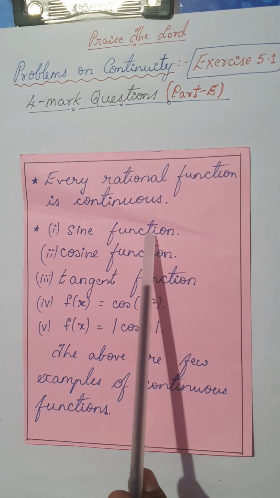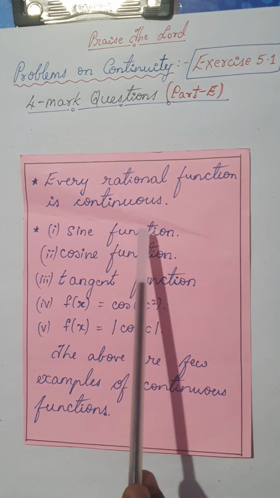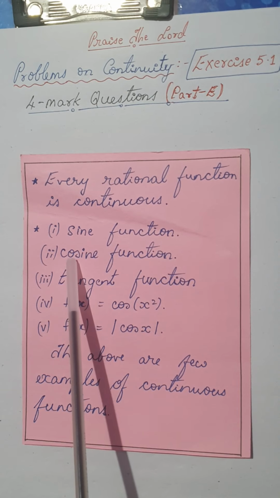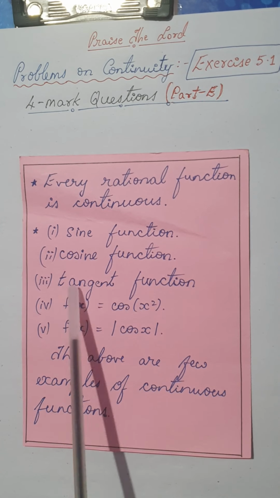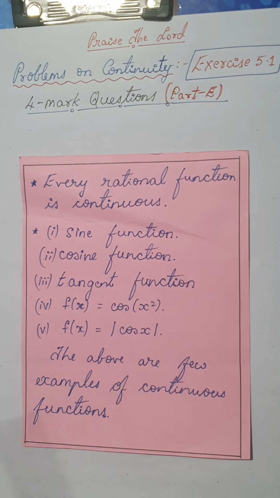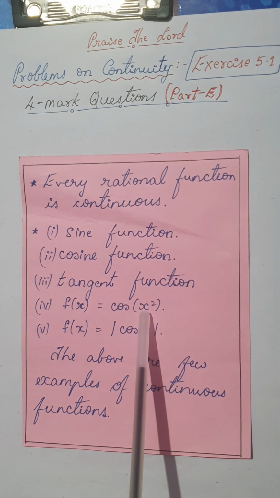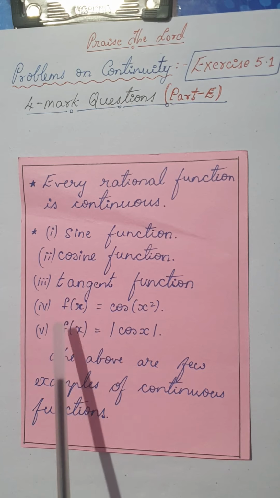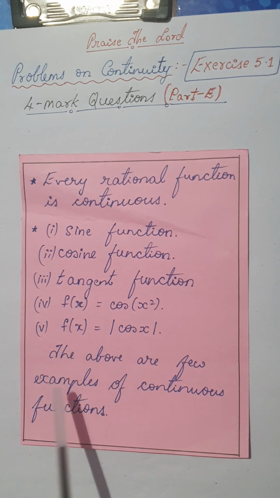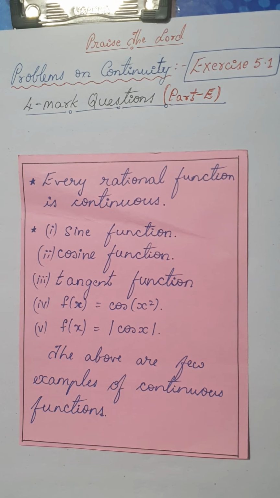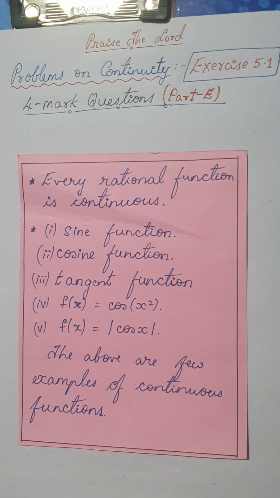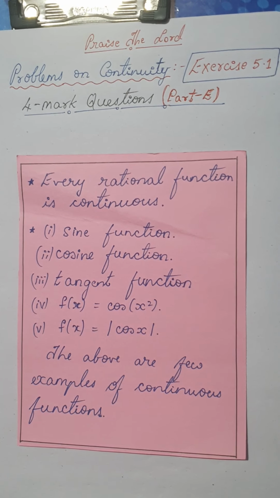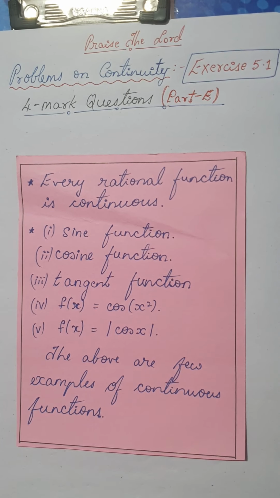You may think about your sine function, that is f of x is equal to sin x, or f of x is equal to cos x, or f of x is equal to the tangent function, that is tan x, or f of x is equal to cos of x square. You can see this in your worked examples. Most of the questions are proved there. And f of x is equal to mod of cos x. The above are a few examples of continuous functions. This is just the background of what continuity means.